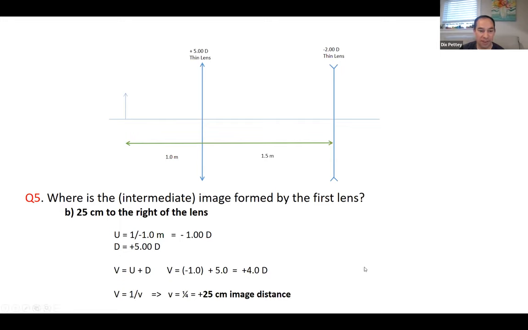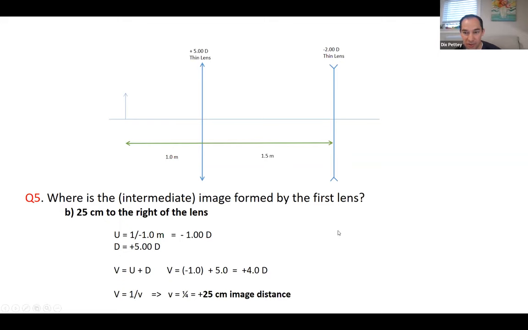Excellent job. All right, any questions on this problem? Did anybody mess up the numbers or anybody have any questions on this? If you have any questions, feel free to ask Cole. He's got this one down. All right.